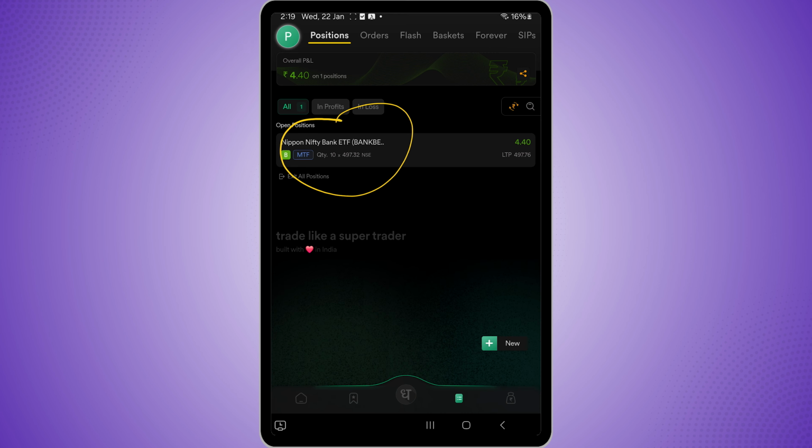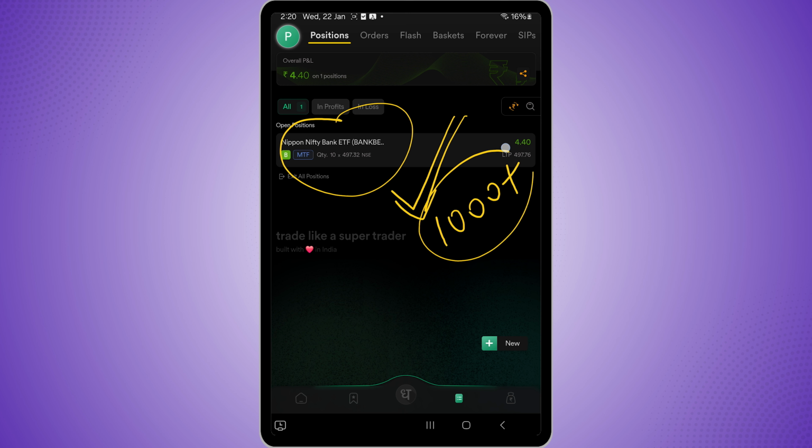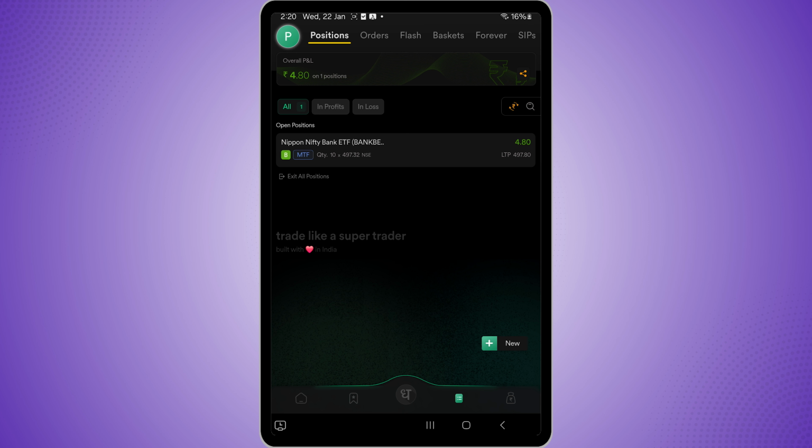Dhan, the platform that I'm using over here, allows MTF positions to be held. As you saw in this case, it said lifetime, and it is possible to take MTF positions in over 1,000 different scripts. So that's how swing trading could be done using MTF. If you have any questions, do ask me in comments.